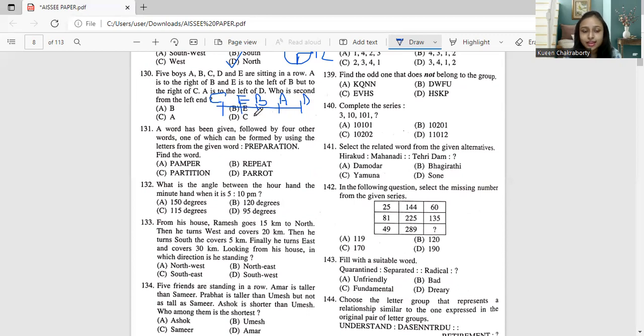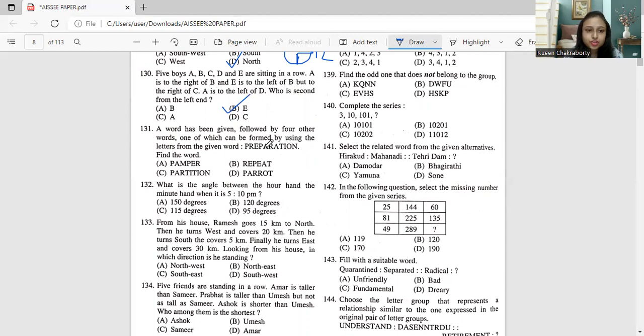Who is second from the left end? So left is this. C and E. See, E is the person who is second from the left end. So we will mark E as the correct option.